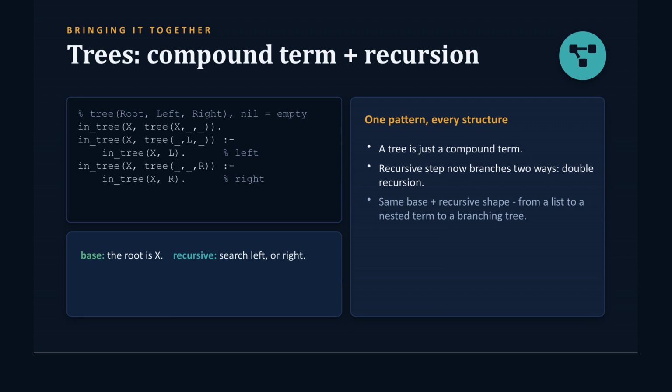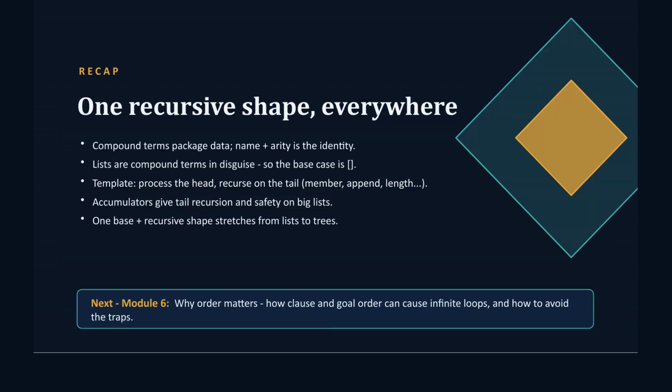Notice the through line of the whole module: one recursive pattern, applied to a list, then to a nested structure, then to a branching tree. So, to recap. Compound terms package data, and a functor name plus its arity is the term's identity. Lists are compound terms in disguise, which is why the base case is always the empty list. The list recursion template, process the head and recurse on the tail, powers member, append, length, and the rest. Accumulators give you tail recursion, and safety on big lists. And one base plus recursive shape stretches all the way from lists to trees.